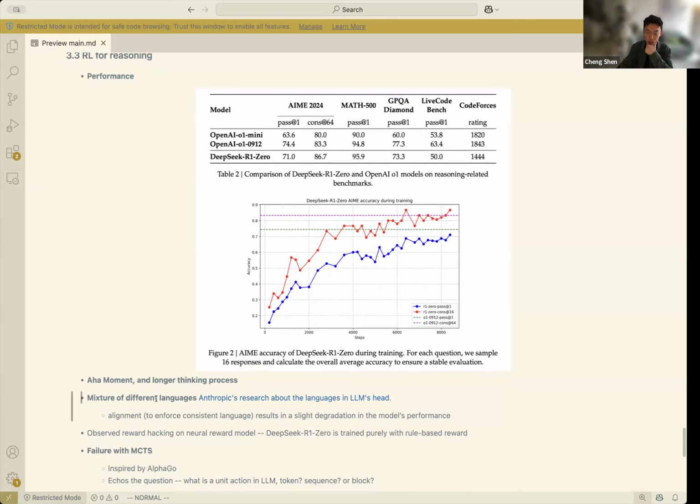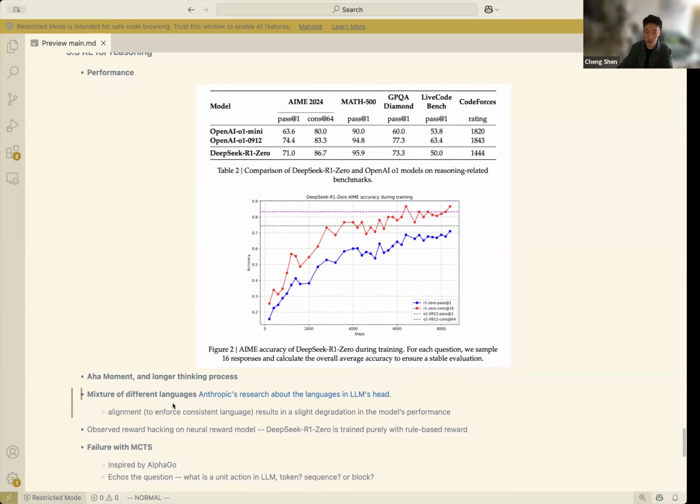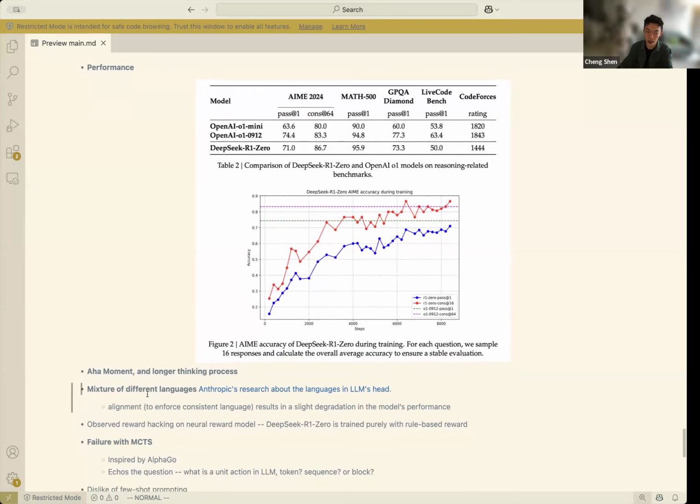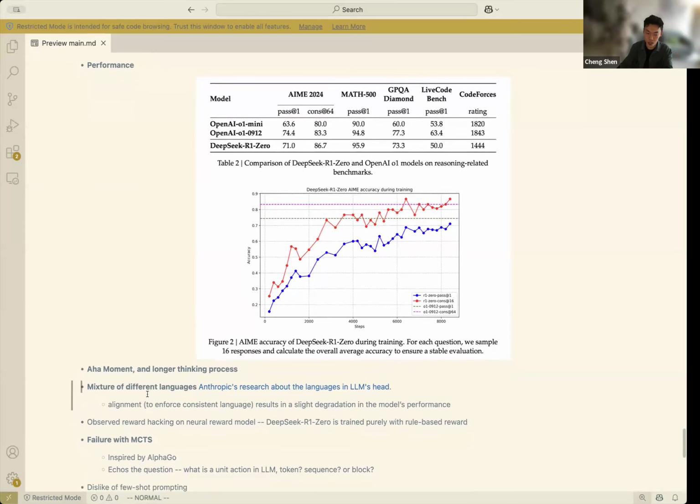They do observe, like we just mentioned, that without supervised fine-tuning, if R1-Zero is trained only on the reward based on the correctness of the code or of the math questions, the output is less readable and it contains a mixture of different languages. And what's interesting is that when they enforce the consistent language reward on it, they observe slight degradation in the results.